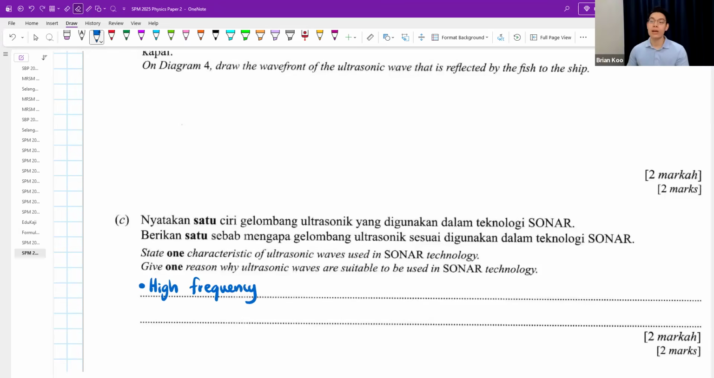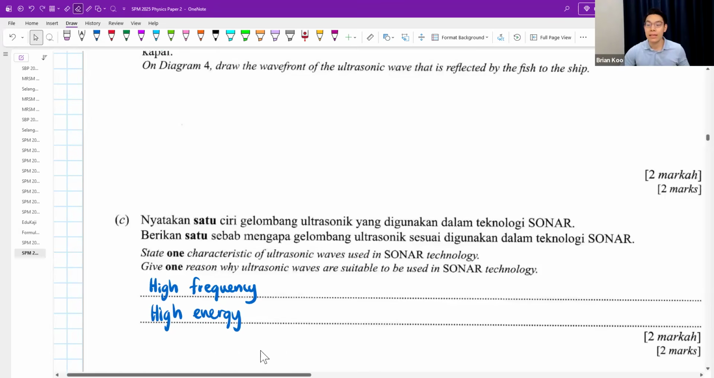If you want, you can also say the characteristic is that it has high energy. Also can, so up to you. If you write high energy already, then the reason you cannot write high energy anymore. No? Okay, the reason is high energy. Maybe I should write a nice sentence. If you want to, you can say, but this is the keyword. I see high frequency, high energy. Actually, you already get 2 marks. If I put it nicely, it can sound something like this.